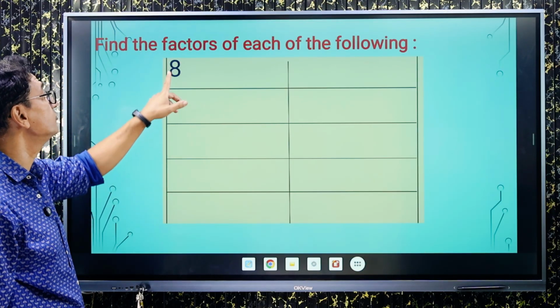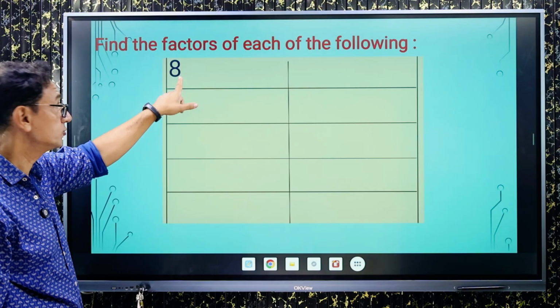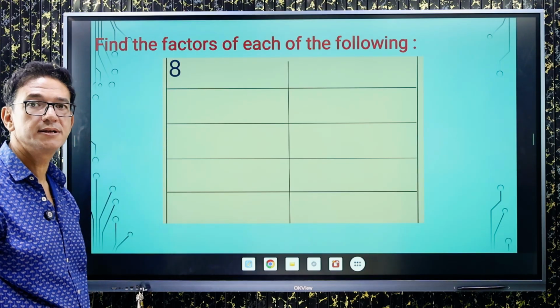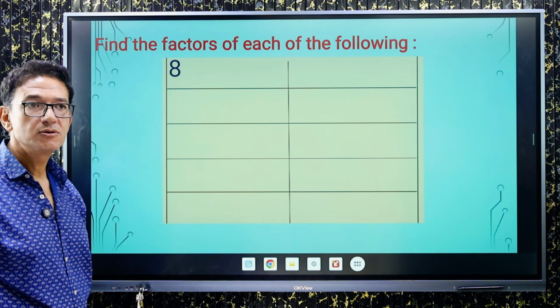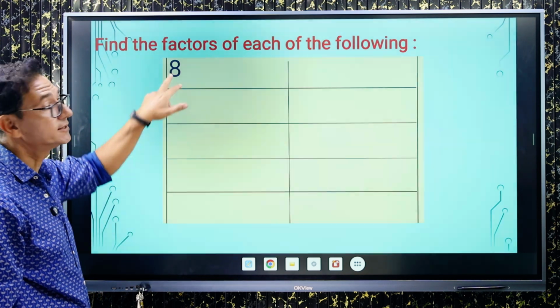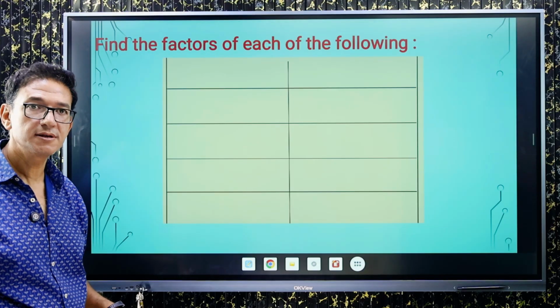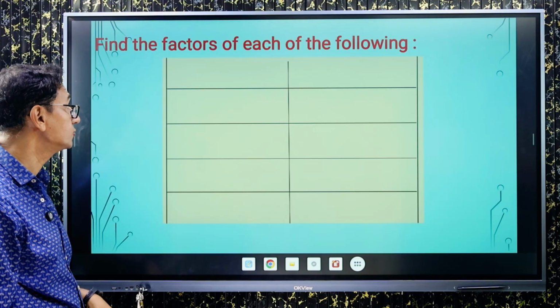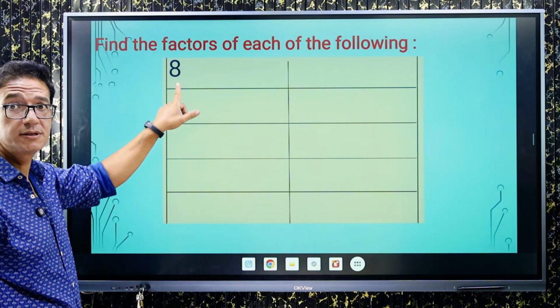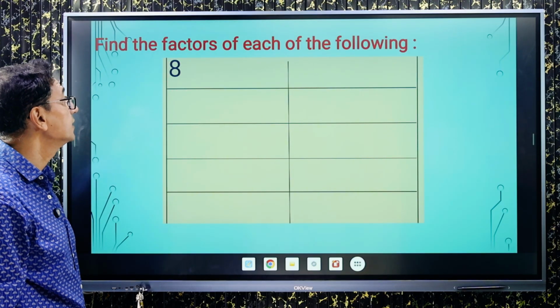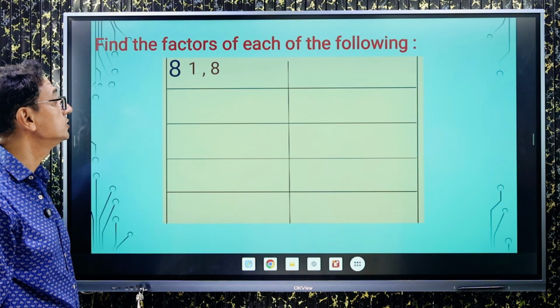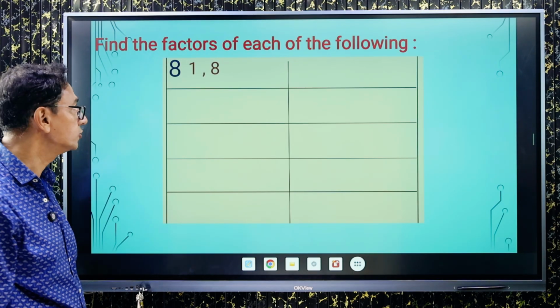For example, if we have number 8 and we want to find the factors of 8, it means we will find all the numbers which their product gives 8. So what times what gives 8? This is the meaning of factor. What times what gives 8? Of course, 1 times 8 and yes, 2 times 4.